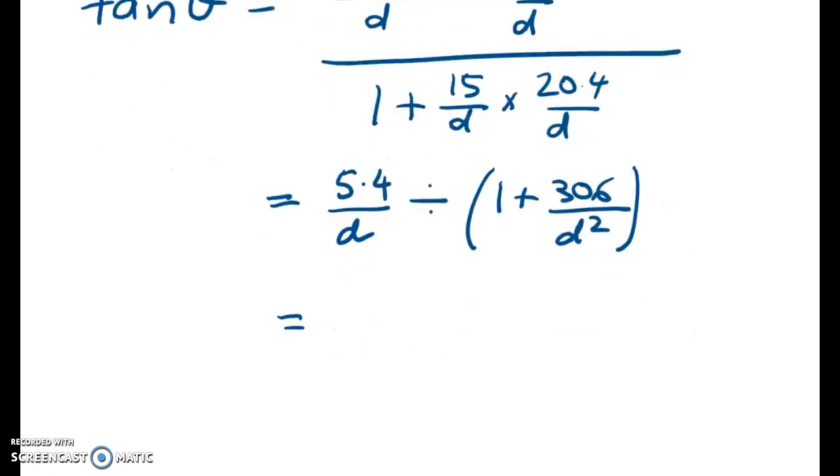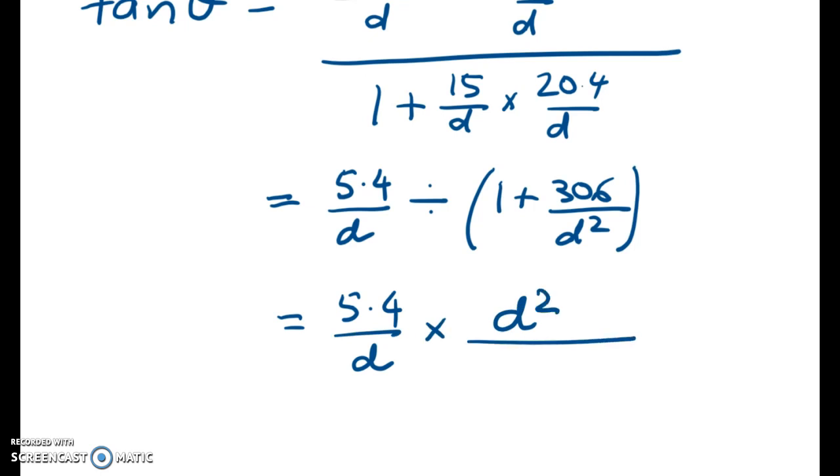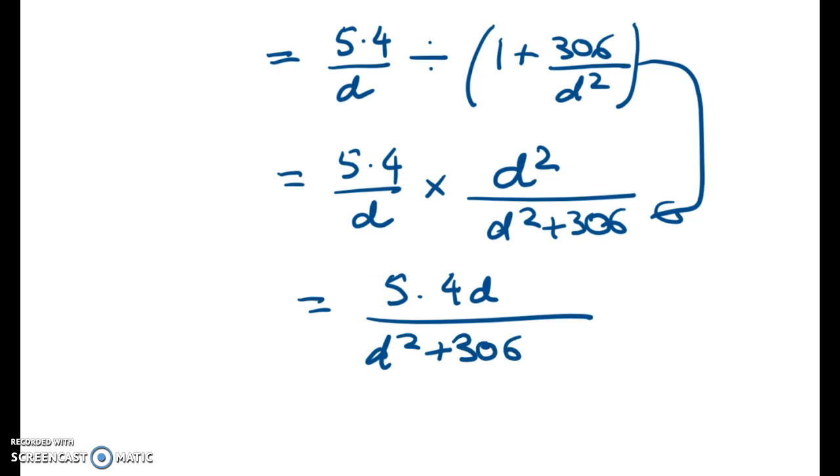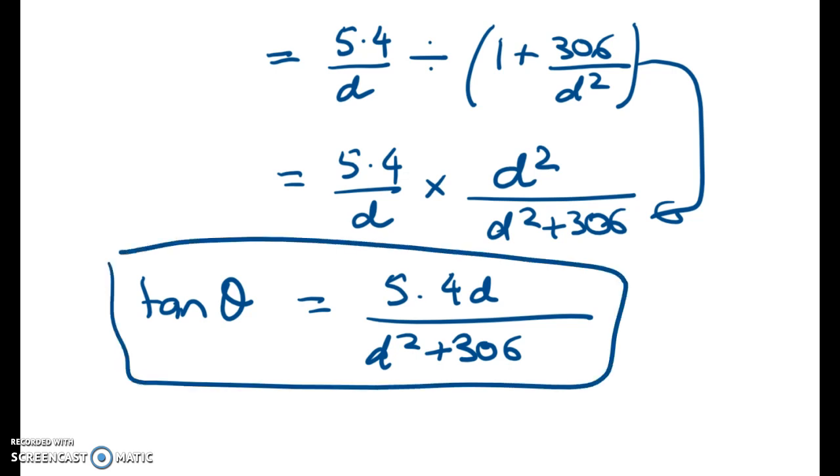Right, so cleaning up some more, 5.4 over d, dividing by a fraction is the same as timesing by the reciprocal. I'm going to have d squared over d squared plus 306. So that's that bit there. That simplifies to 5.4d over d squared plus 306. So that is my expression for tan theta. I'll show you in class tomorrow another way that you could have got there, not using that particular version of the compound angle formula. But for now, this is how we've got tan theta.